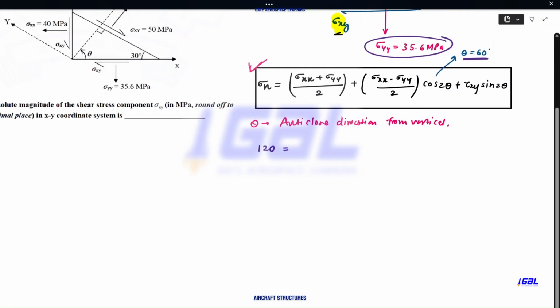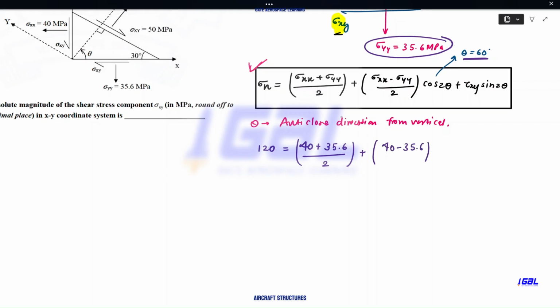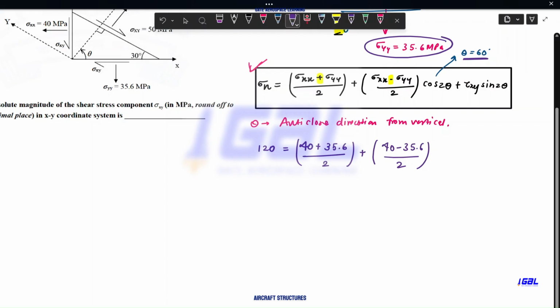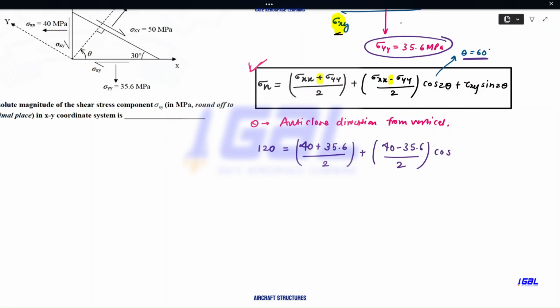Now do all the substitution. This is your 40 MPa. Now this sigma x is 35.6 MPa divided by 2. Okay, 40 minus 35.6 divided by 2. Just be careful, here we have a positive sign, then we have a negative sign here. Okay, then you have cos 120 degrees, that is 2 theta. Okay, plus tau xy, that's what we need to compute, and sin 120 degrees. Fine, so this is what we need to do in the substitution.